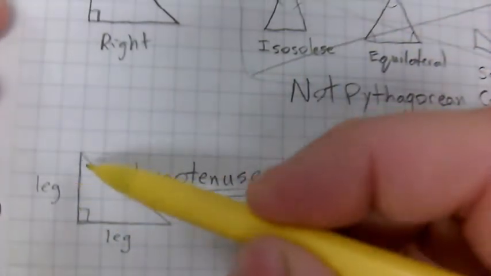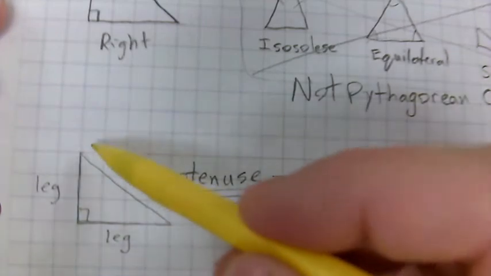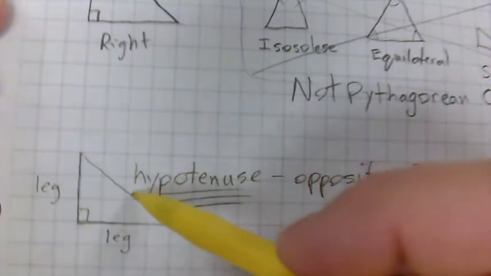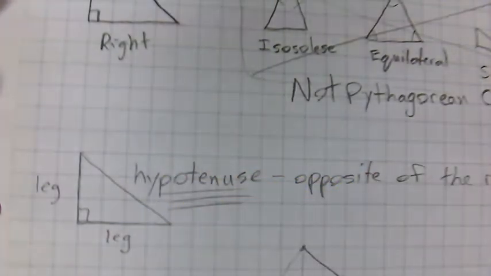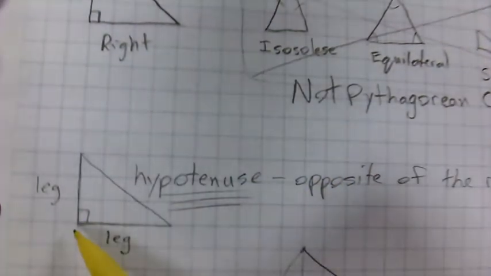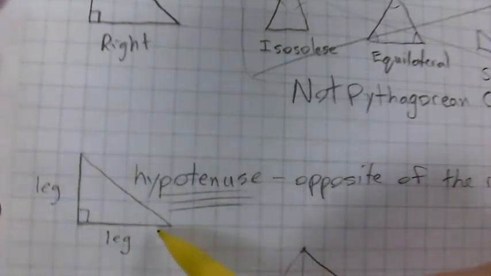Now, if we've got this angle right here that's a right angle, the line segment that's opposite to it, we call it the hypotenuse, which means it's the opposite side of this right angle. And the other two we call leg and leg.